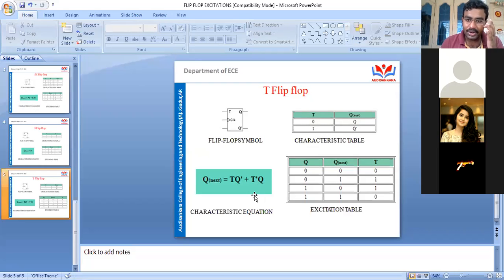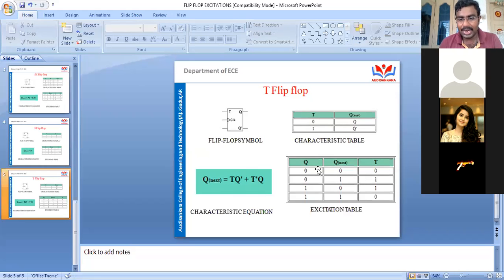Using this information, they design the characteristic equation. Output Q next is equal to T into Q bar plus T bar into Q is your characteristic equation, guys. Note it down: T into Q bar plus T bar into Q. Almost the same kind of characteristic equation you can see in a JK flip-flop also: J into Q bar plus K bar into Q. Because we have designed the T flip-flop by modifying some little things in JK, the JK flip-flop and T flip-flop remain almost the same in two states.